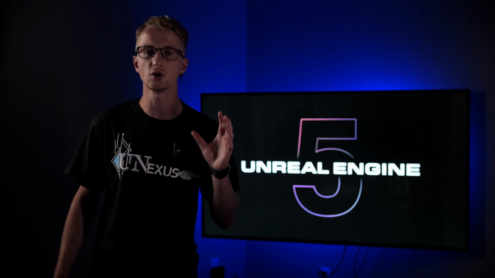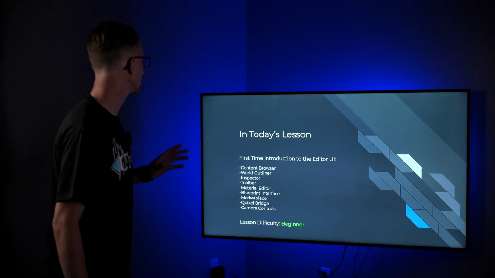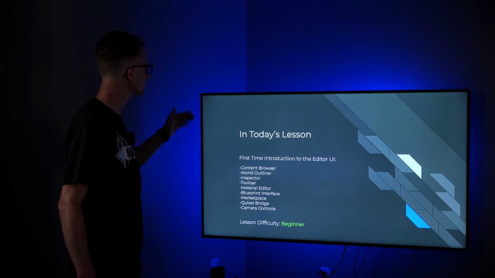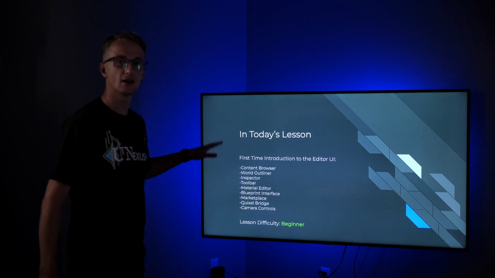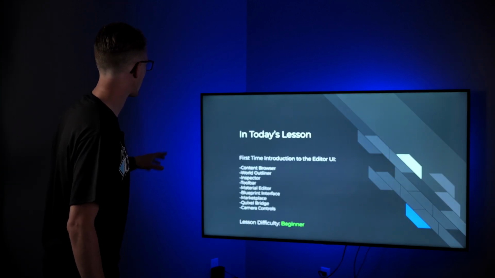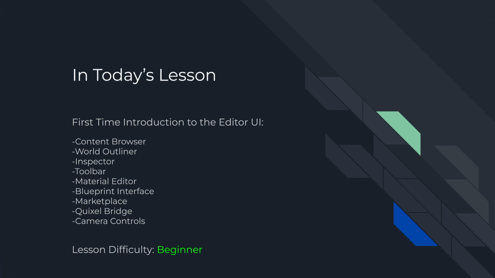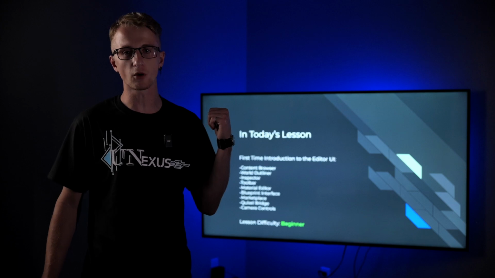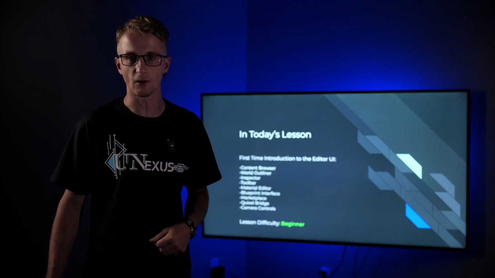Today, I'm gonna be showing you the user interface system within Unreal Engine 5, and I'm gonna be going over the most commonly used menus and buttons that most people will be using for their projects, including the content browser, the world outliner, the inspector, the toolbar, material editor, blueprint interface, marketplace, Quixel Bridge, and basic camera control buttons. And if I forgot any important ones here, they'll be included in the video anyways.